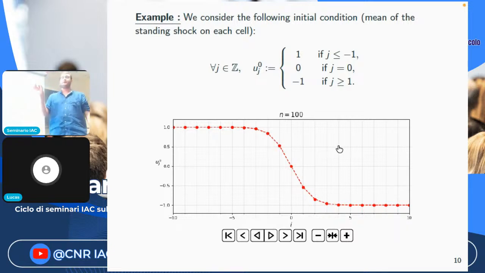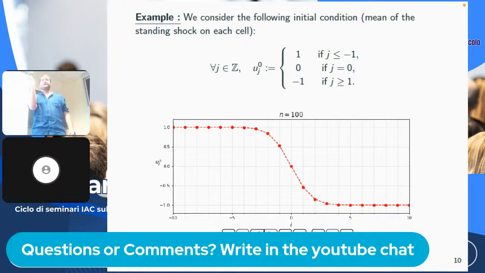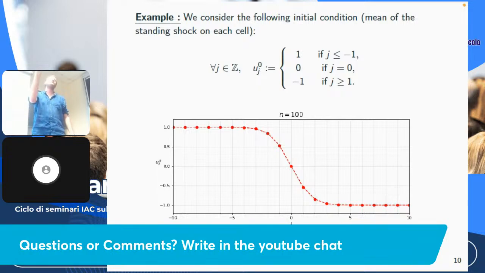Now, if you remember, each cell is essentially of size delta x, meaning that this transition in real space and time is essentially contained in a zone of size big O of delta x. And if you take delta x going towards 0, essentially you are approximating your shocks pretty well.